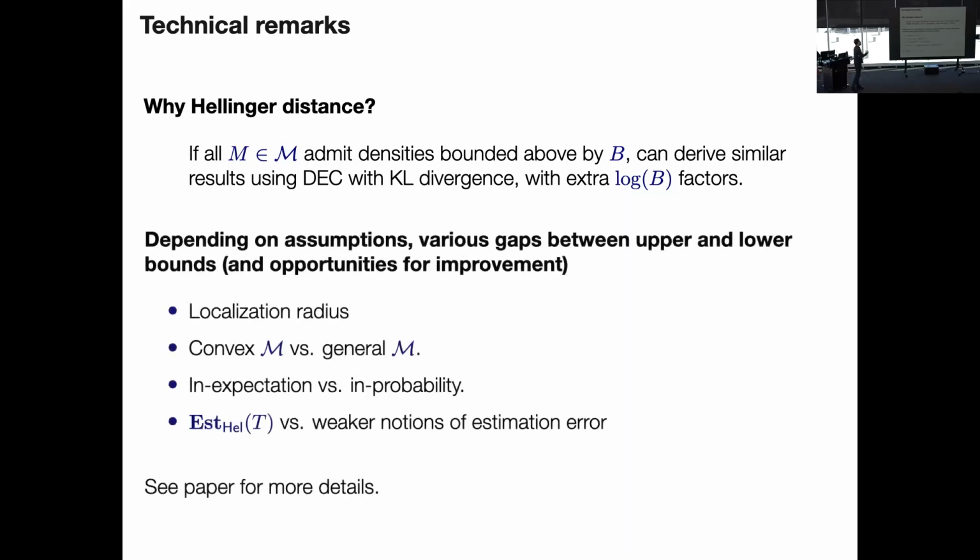Okay, and then I'll also just mention, all of the statements I've presented so far are informal. There are different gaps between the upper and lower bounds, which lead to things like differences in polynomial factors. I do not have as much time as I would like to get into detail about these, but I'm happy to chat about these more offline.